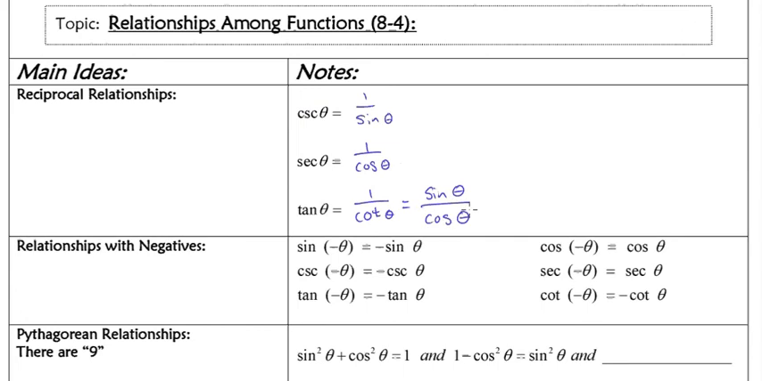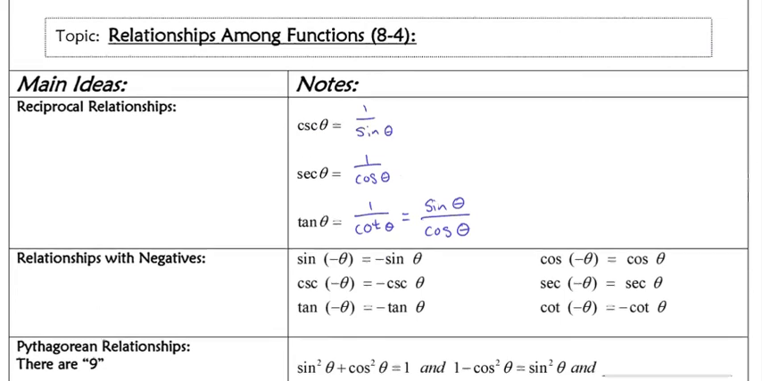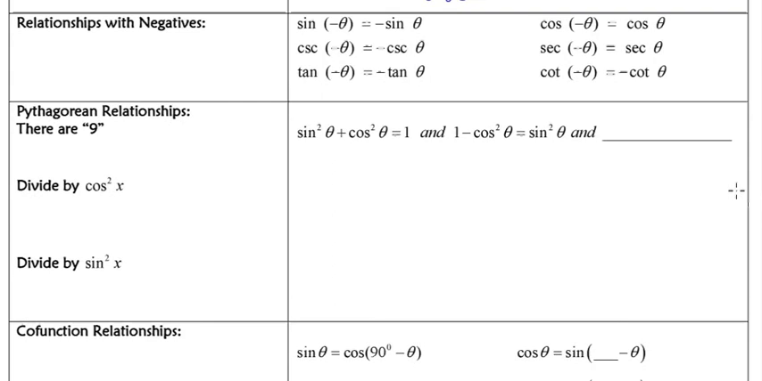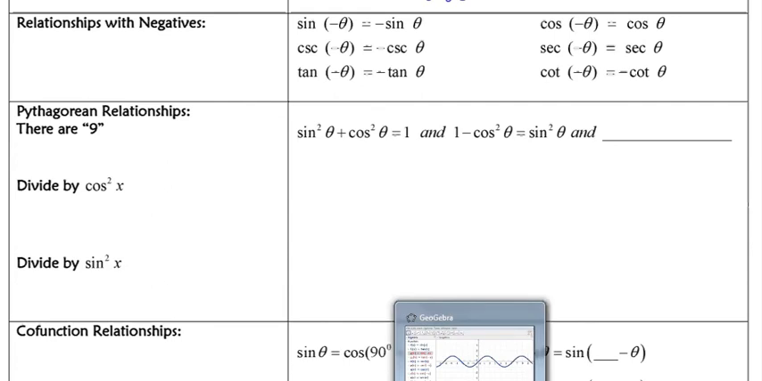So hopefully that first block here is pretty straightforward and looks familiar. Now, the part that's going to be a little less familiar is this portion right here. We're going to do the second part right now as well. And this is relationships with negatives. And notice that it says sine of negative theta is equal to negative sine of theta, and then it runs through a number of relationships right here. And I want to walk you through and show you these right now.